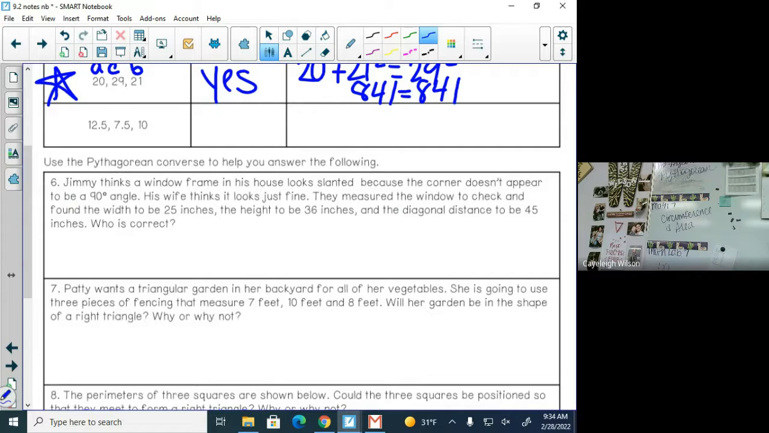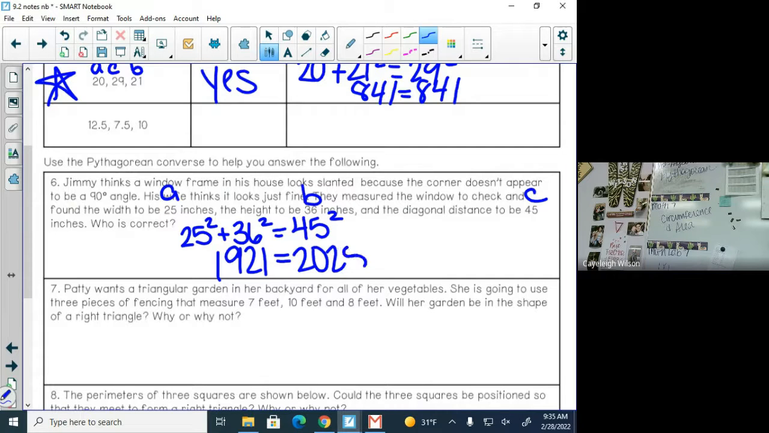Who is correct? So first of all, they gave us three lengths, 25, 36, and 45. Which one's the hypotenuse? The 45, because the hypotenuse is always the longest length. So C, and then I can put B and A. So we're going to use that converse. 25 squared plus 36 squared equals 45 squared, to see if Jimmy's correct, that it's not a 90. His wife says it is a 90. So 25 squared plus 36 squared is 1921. 45 squared is 2025. Are those equal? No.